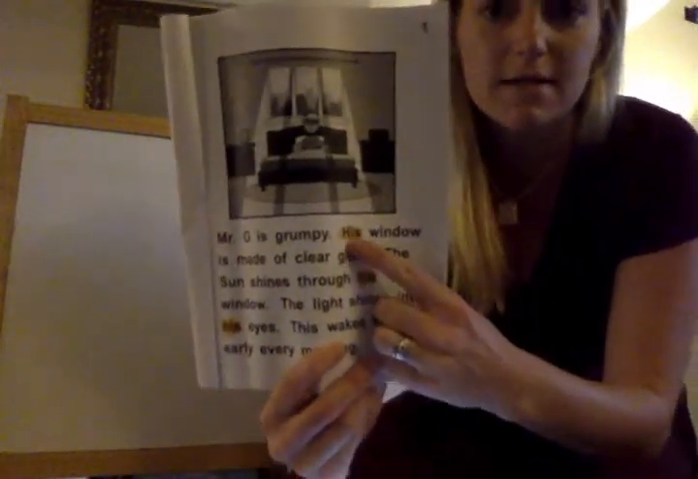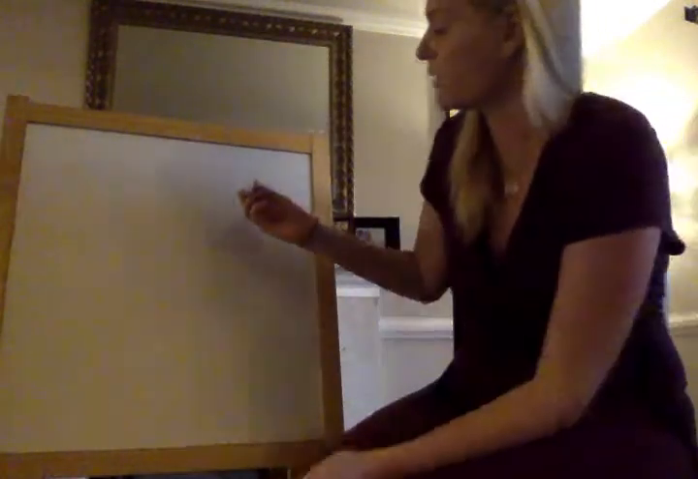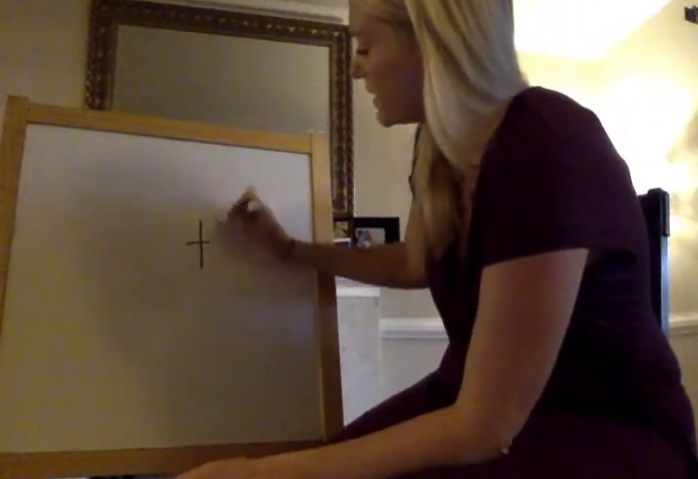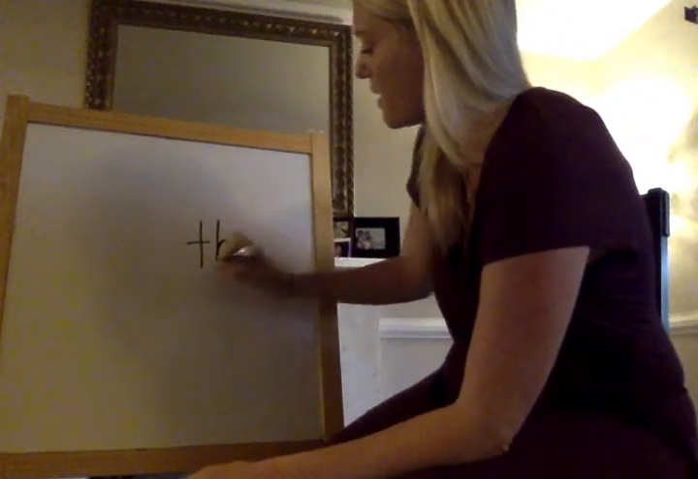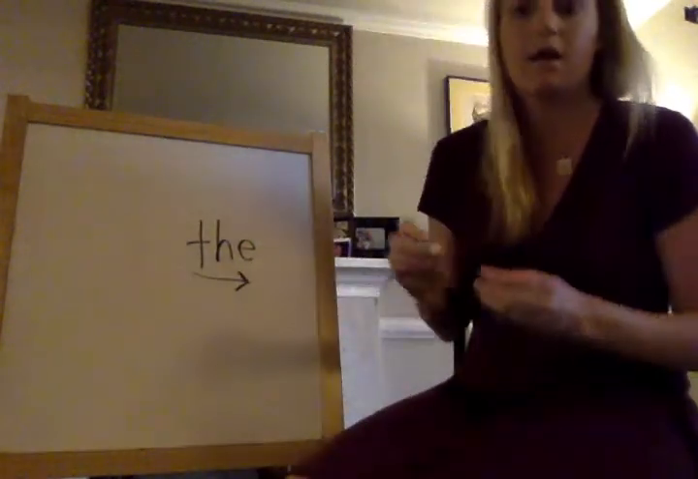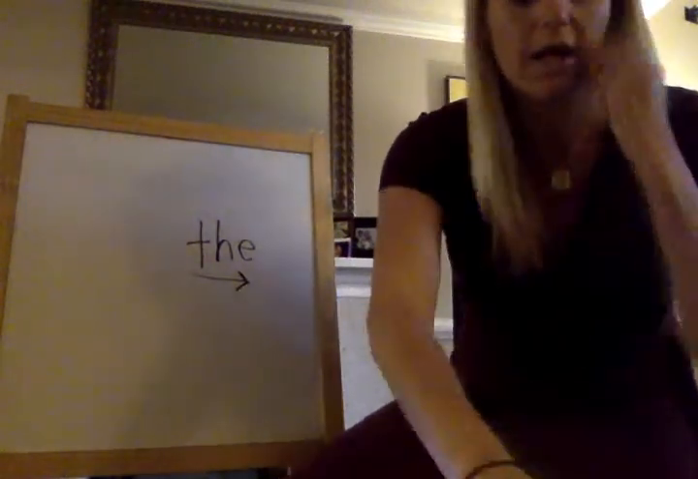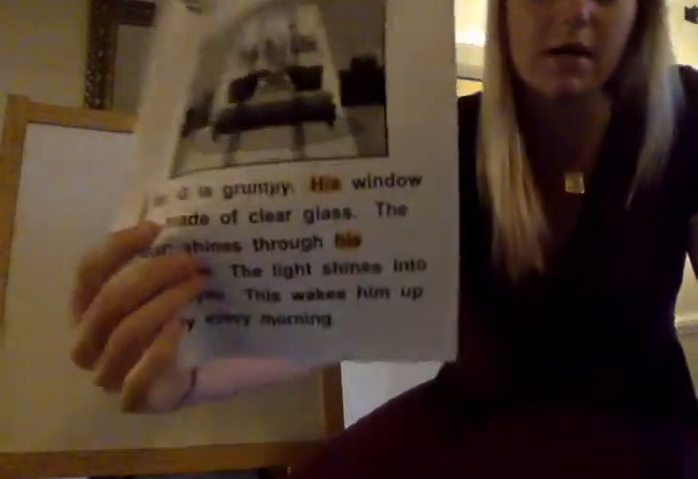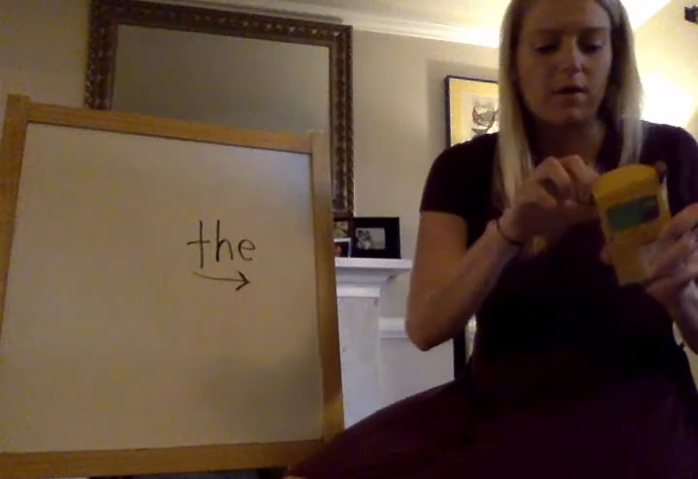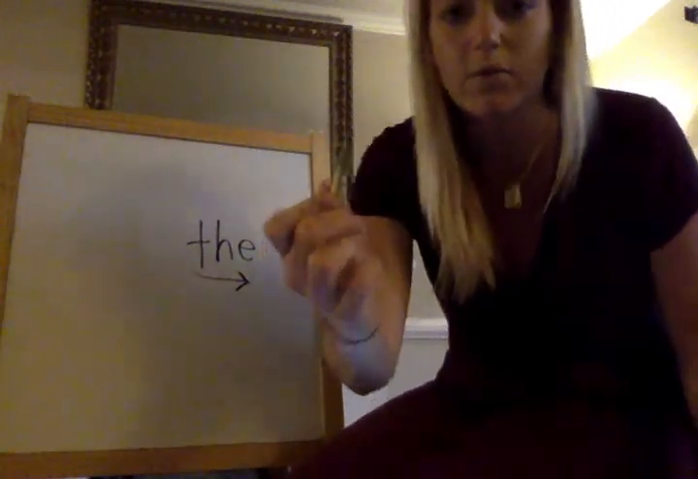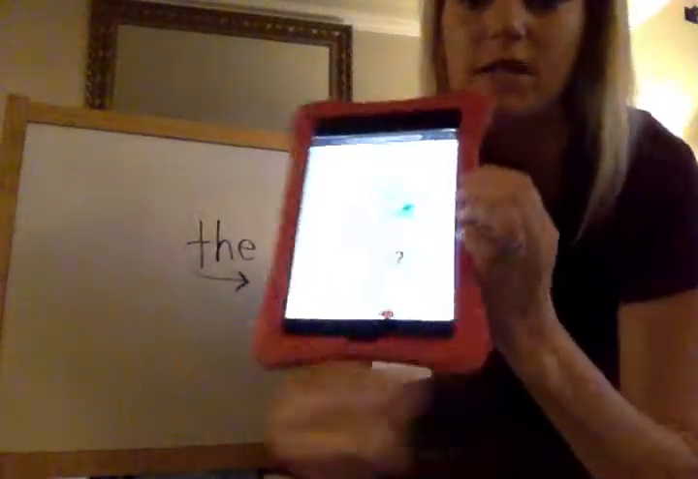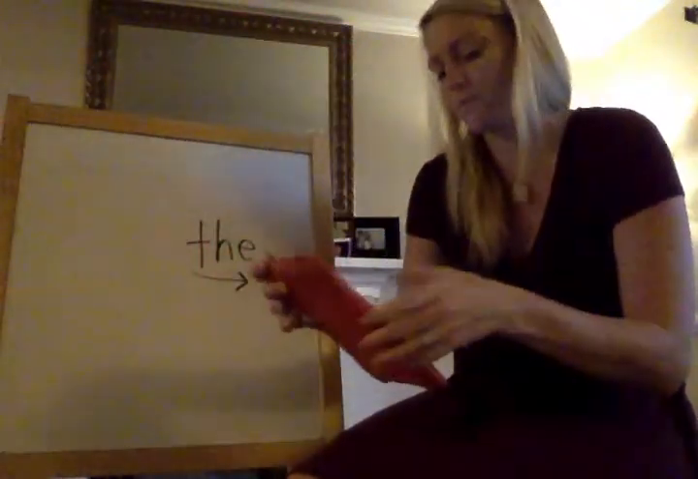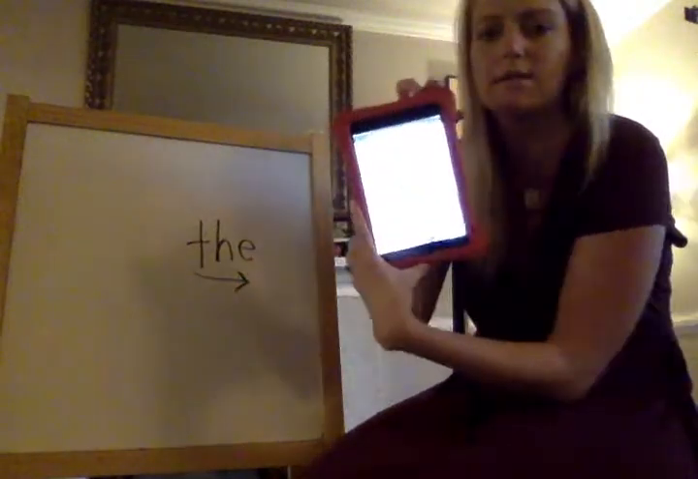Yesterday, we looked for the word his. His, our sight word of the week. This time, we are going to look for the sight word the. T-H-E. The. So choose a light color crayon, not black. Yesterday I did orange for his. Today I'm going to do a light green for the word the. So if you're using an iPad or a phone or a computer, it's the number 3, the Easy Read book.